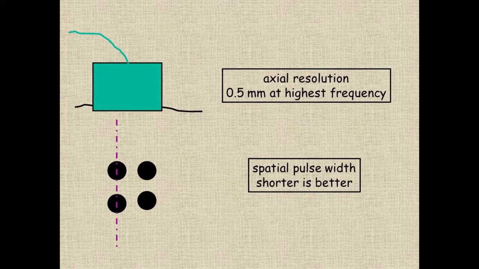At the highest frequencies used, axial resolution in the more superficial tissues can get down to about 0.5 millimeters. The important issue when resolving axial resolution is the spatial pulse width, where shorter spatial pulse widths produce the most impressive axial resolutions.